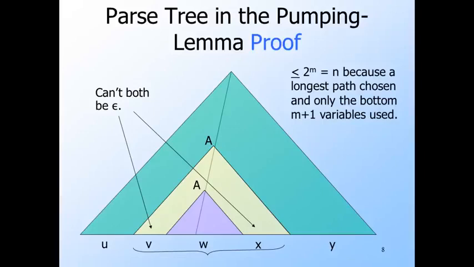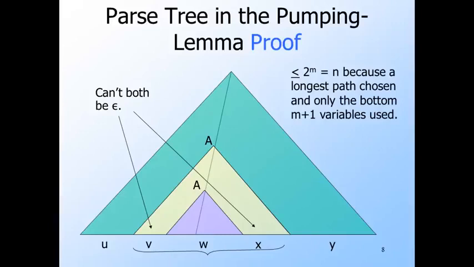Since the two A's shown in the tree are different nodes, the upper A must have a child to the left or right of the path shown. That's a consequence of the fact that we eliminated unit production, so all bodies that have variables have at least two of them.